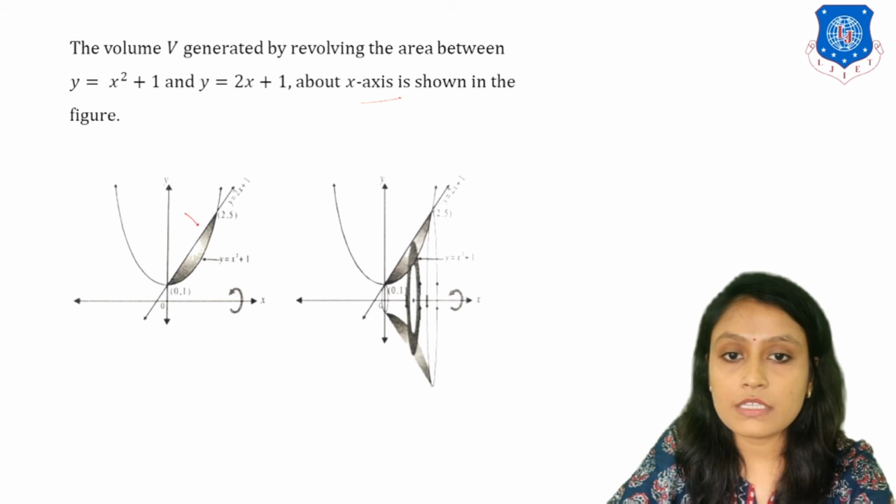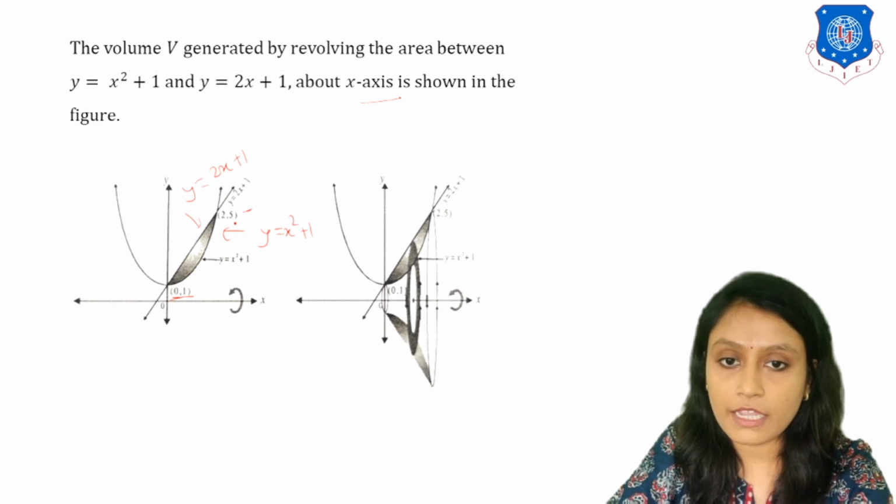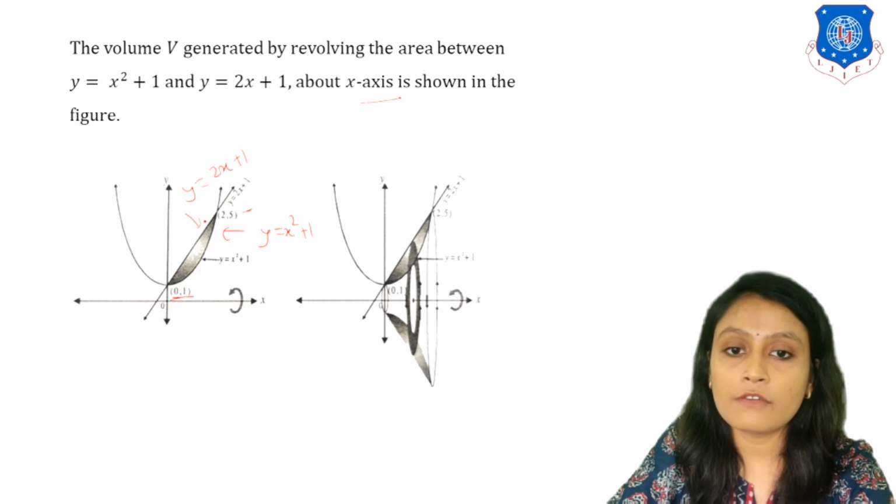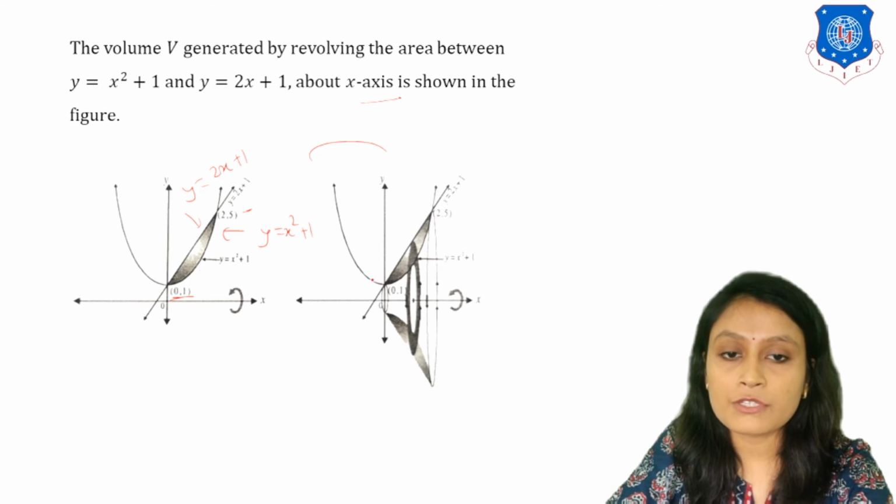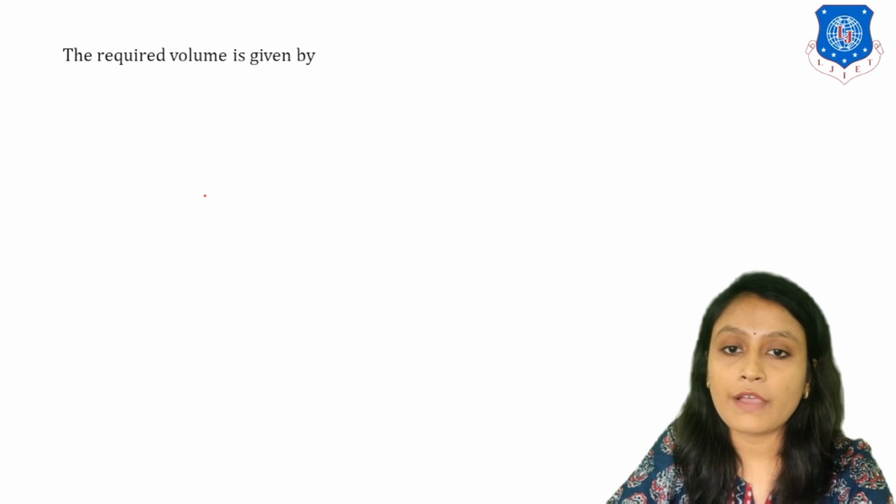Okay, so here it is, this is the line y equals 2x plus 1, right? And this is the parabola y equals x squared plus 1. The intersection points are (0, 1) and (2, 5). Okay, and we are revolving this about the x-axis, so you will get this type of solid. So we have to find its volume.